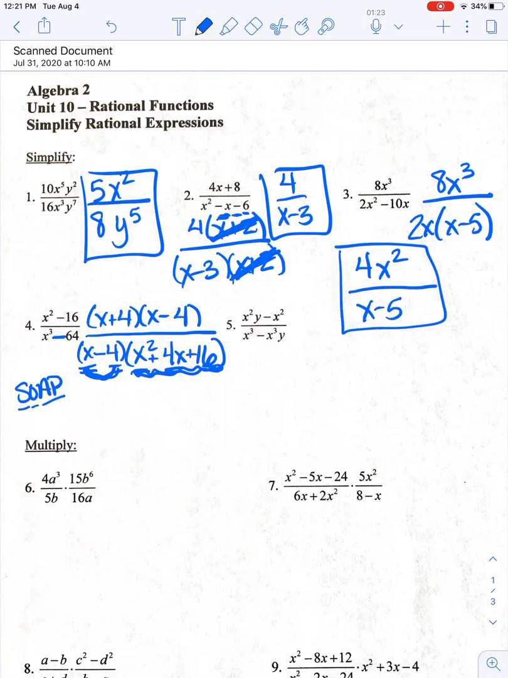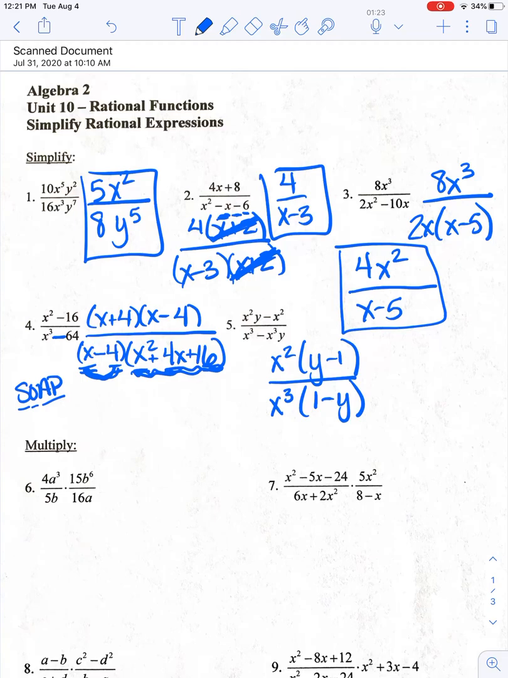Number 5, sometimes people look at number 5 and they think it's squares, but the y does not have an even power. So this is actually just a GCF of an x squared, and that's going to leave me with y minus 1. And then on the bottom, I'm going to GCF an x cubed, and that's going to leave me with 1 minus y. So when you look at something and you're trying to factor it and you kind of get stuck, just go back and think GCF.